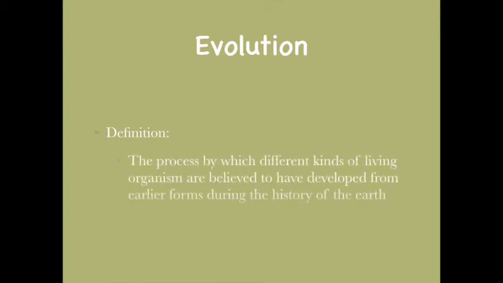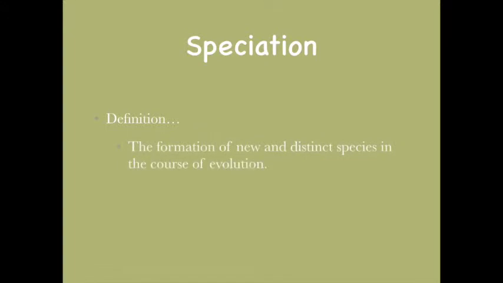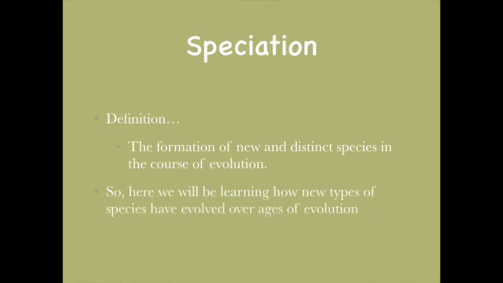Now, let's define evolution. It is a process by which different kinds of living organisms are believed to have developed from earlier forms during the history of the earth. Now, let us study speciation. Let's start with the definition. It is the formation of new and distinct species in the course of evolution. Here we will be learning how new types of species have evolved over the ages of evolution.